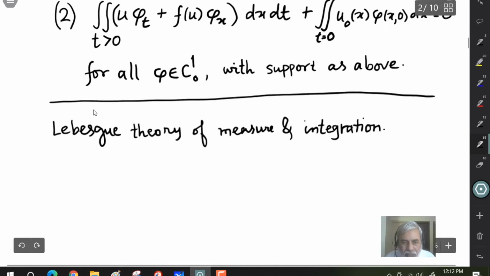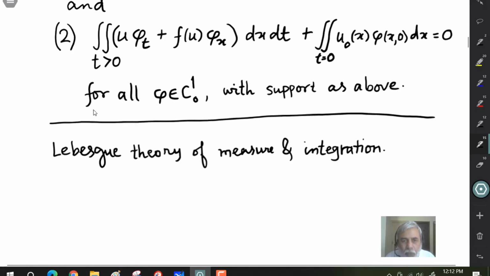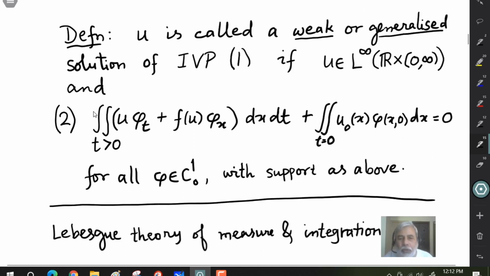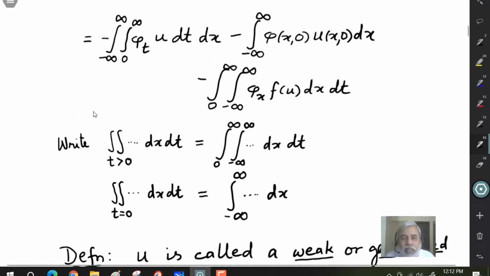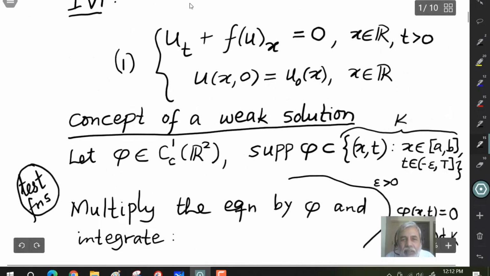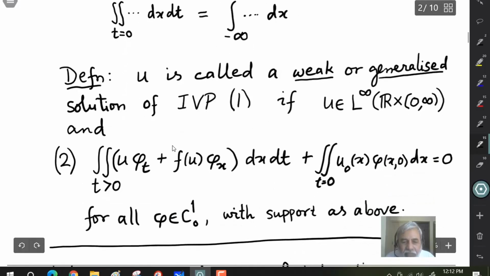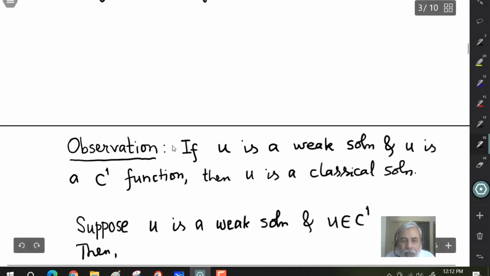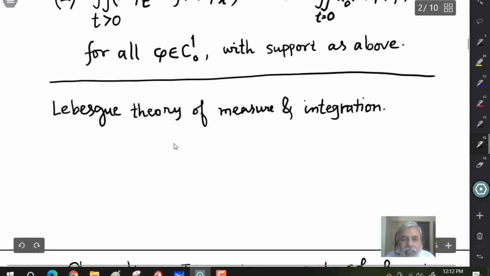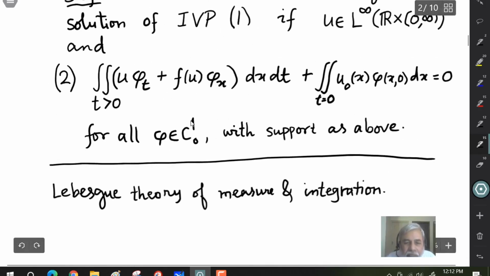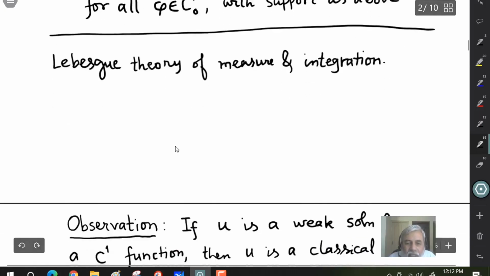So our first task is, suppose u is a weak solution and suppose it also happens to be a differentiable function. Is it true that it satisfies the equation pointwise? And the answer is yes. In fact, it should be. So this definition of weak solution is a genuine extension of the classical solution.